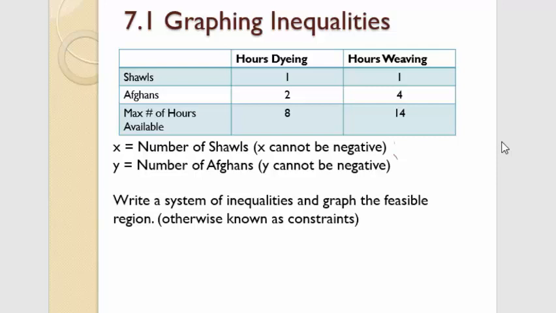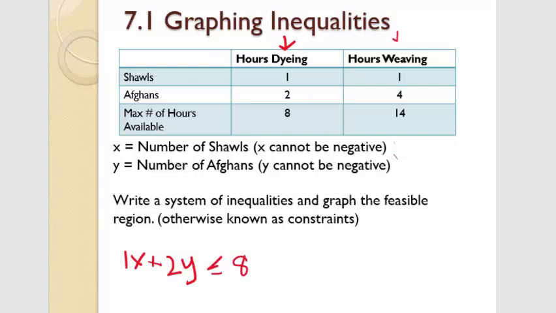So x is the number of shawls, y is the number of afghans. So first we're going to create an inequality for the number of hours dyeing shawls and afghans. If I multiply the number of hours dyeing shawls times the total number of shawls produced, I get the total amount of time dyeing shawls. I'm going to add to that the number of hours it takes to dye an afghan times the total number of afghans produced, and that gives me the total time spent on afghans. The maximum number of hours that I can spend dyeing is going to be 8. So these hours have to be less than or equal to 8 hours.